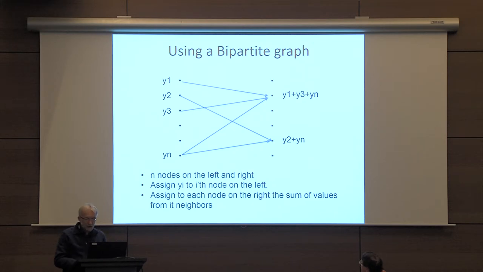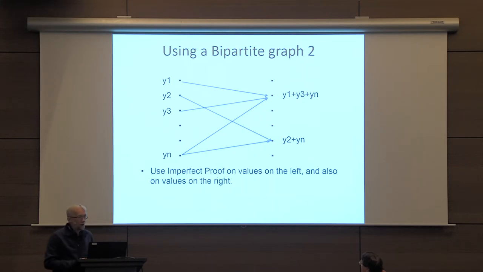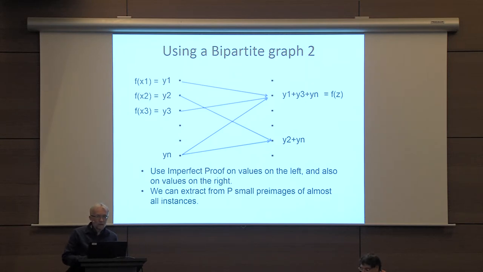Good. So now the idea is to use the imperfect proof on all values on the left and also all values on the right. And remember, I told you that this means that now if the prover survives this, we can extract from him small, really small pre-images of almost all these values. Okay? So we'll get something like this. So we can write, say, y1, y2, y3 as f of something, and also similarly on the other side.